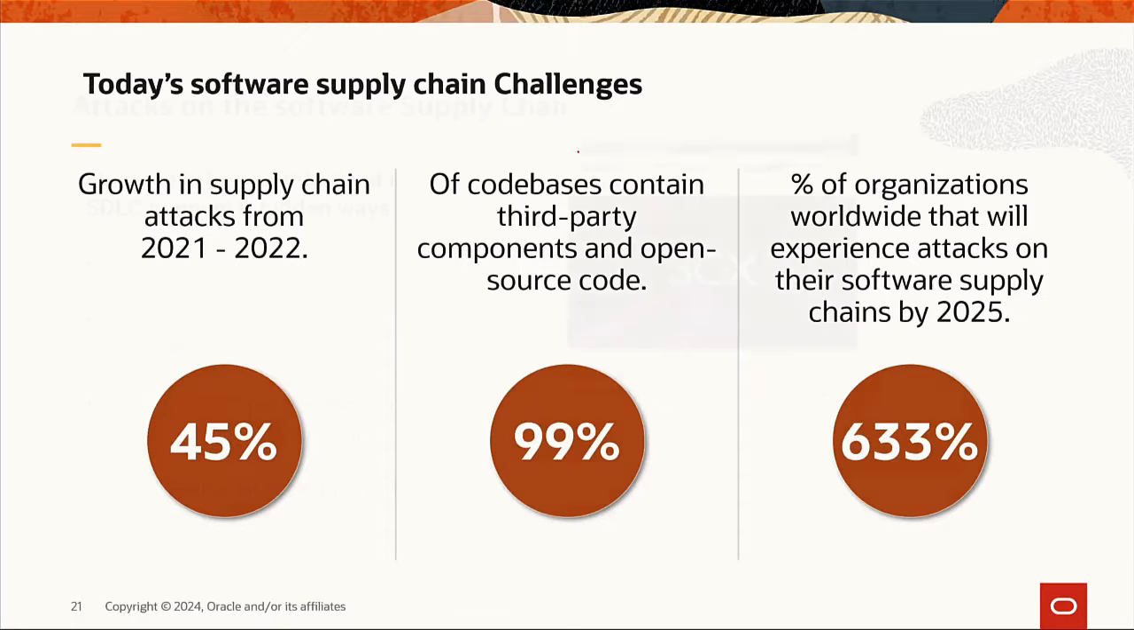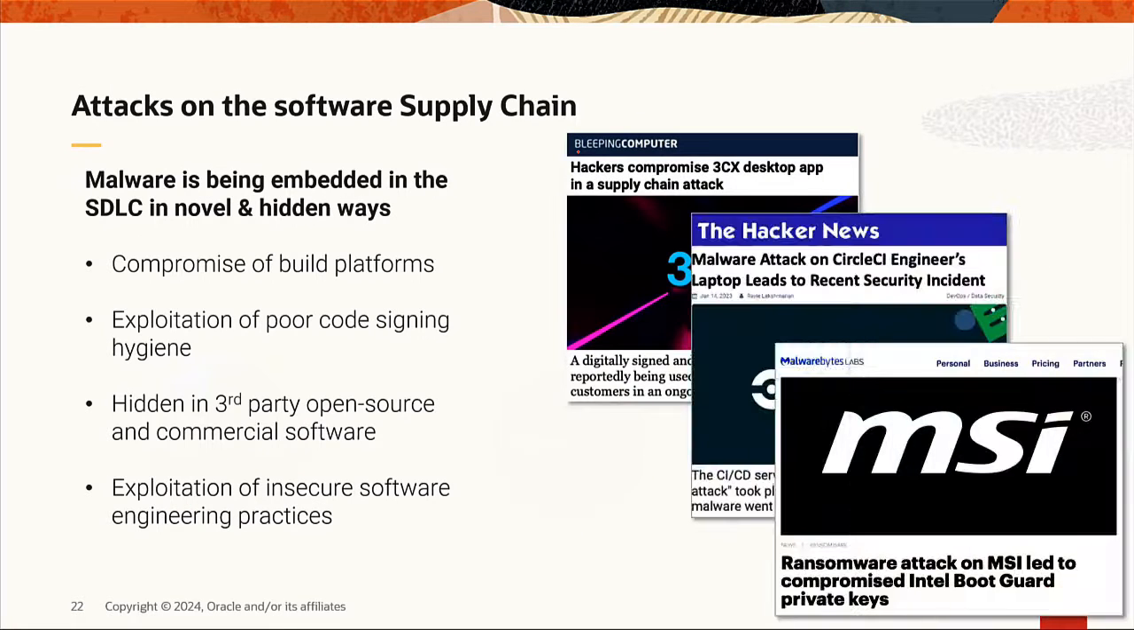And these attacks range from flat out compromising of the build platform to lack of code signing or poor code signing hygiene, issues with third-party or open source software. This is not to scare anybody, but just to make sure that we're all thinking about security, full stack security. It's not just network security. It's not just encryption. We want to make sure we incorporate all the different layers of security into our application ecosystem, including that software supply chain.